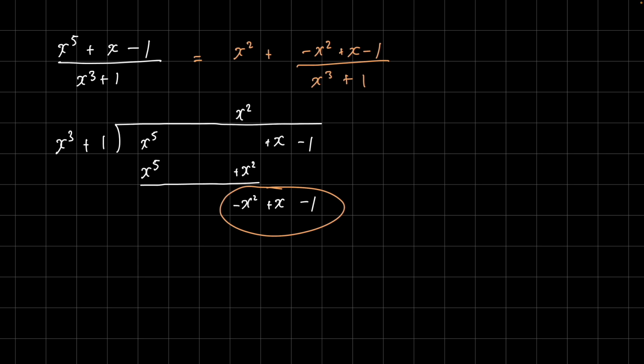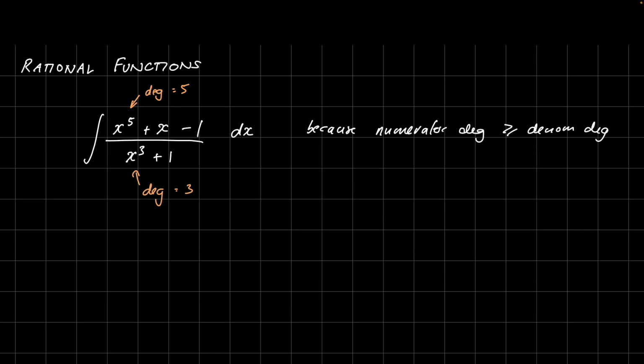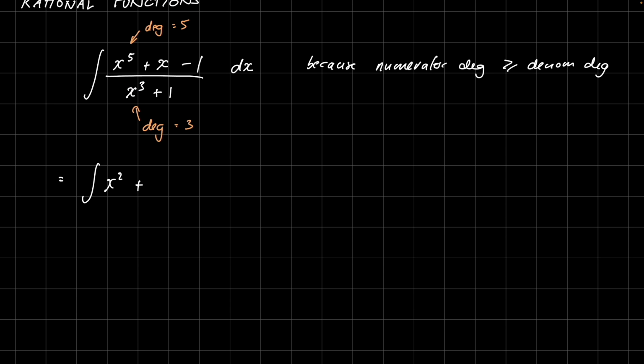So we can go back to our integral and turn it into an integral of two pieces like that one there. All right, so let's have a look. That equals the integral of x squared plus, now I've forgotten what it was already, let's scroll back again, negative x squared plus x minus 1, all over x cubed plus 1, dx.